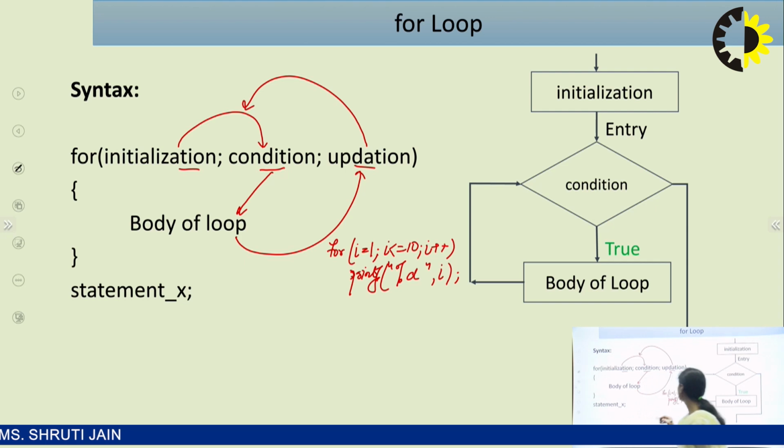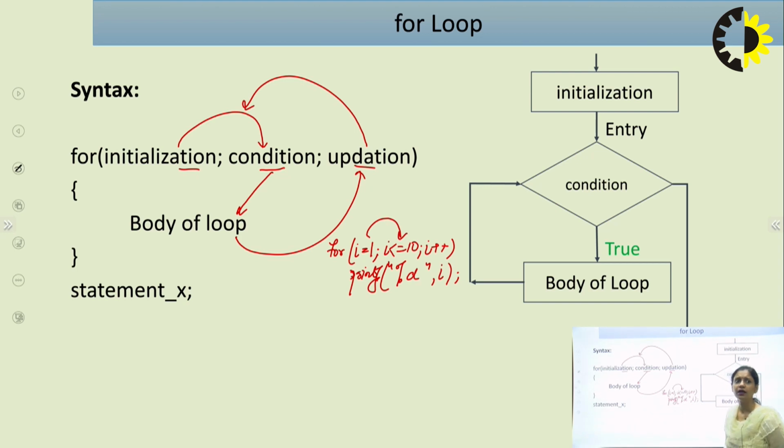Now, how does it work? The value of I is 1. It checks whether I is less than equal to 10 or not. Since I is less than equal to 10, it enters into the block. It prints I, that is 1. This I increments to 2. 2 less than equal to 10, yes, 2 is printed. Then it increments to 3, 3 is printed, and so on till 9. 9 increments to 10, 10 less than equal to 10, 10 is printed. Then again I is incremented to 11. 11 less than equal to 10 is false. It comes out of the loop and executes the rest of the statements if they are available.